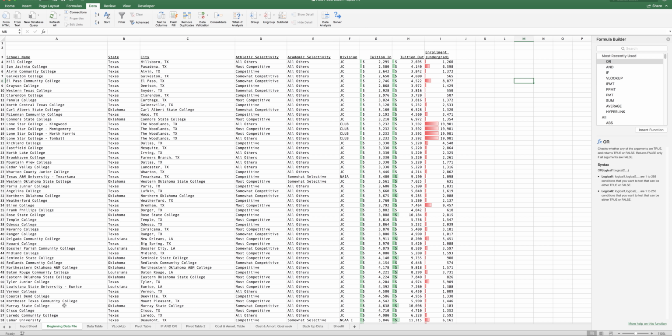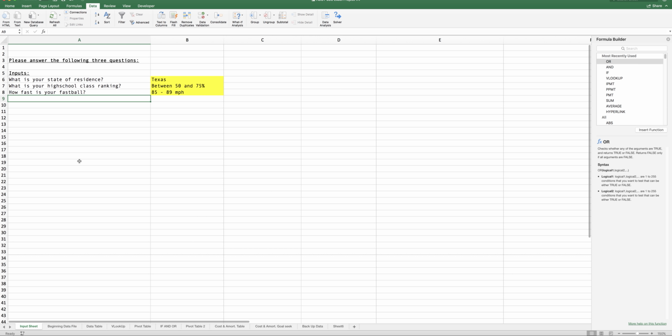So, I only used three states here because this was a pretty manual process to build my initial data set. Picked Texas, Oklahoma, and Louisiana. They're all three close by. And so, when we start off, there's an input sheet. The spreadsheet asks three basic questions of the parent or the student. What's your state of residence? What's your high school class ranking, and how fast is your fastball?